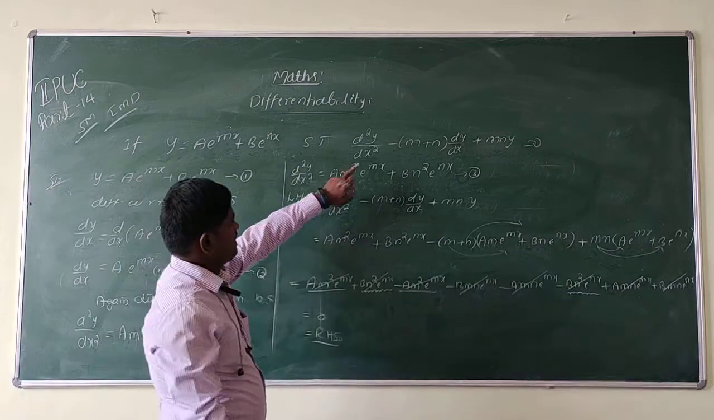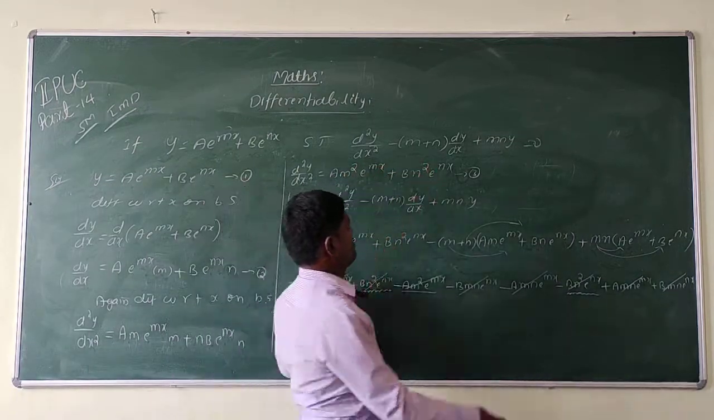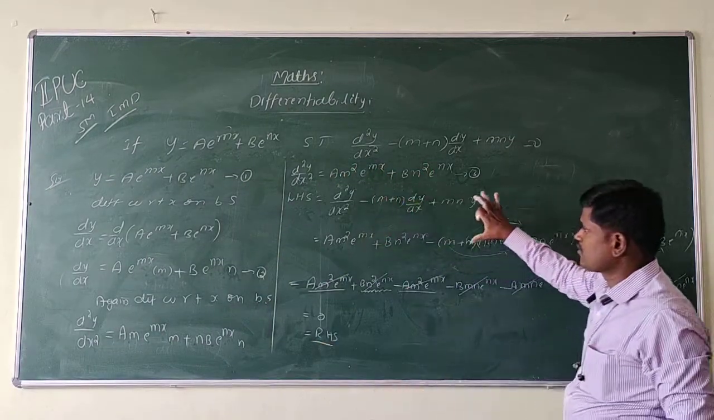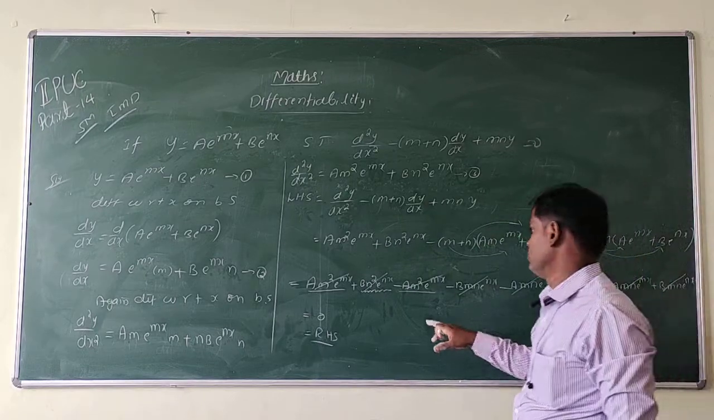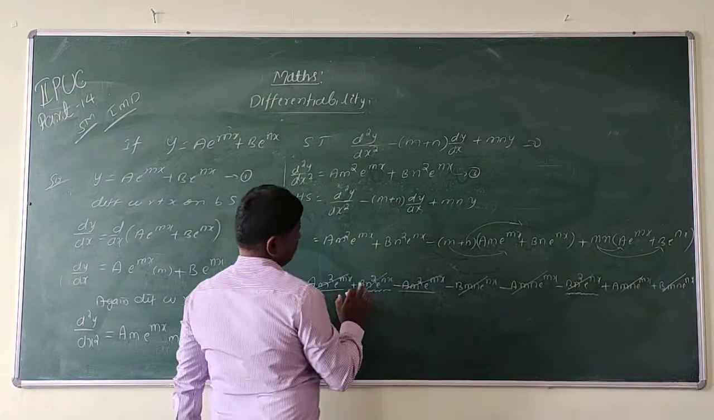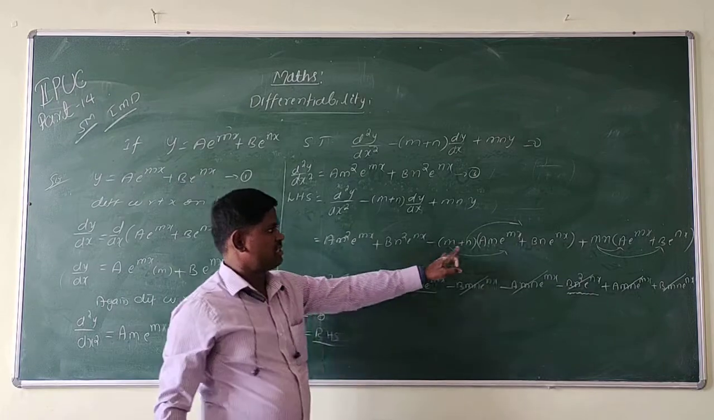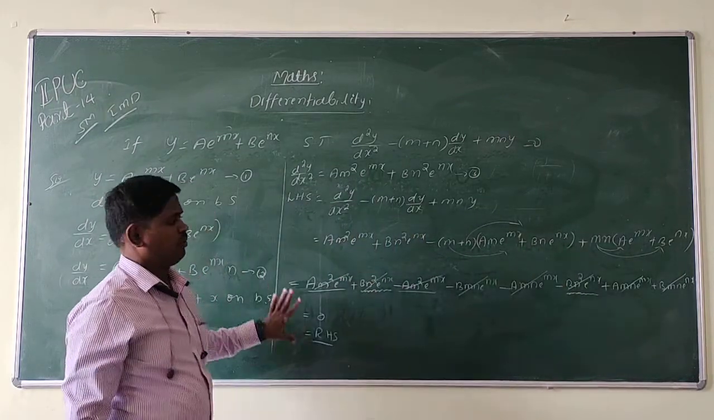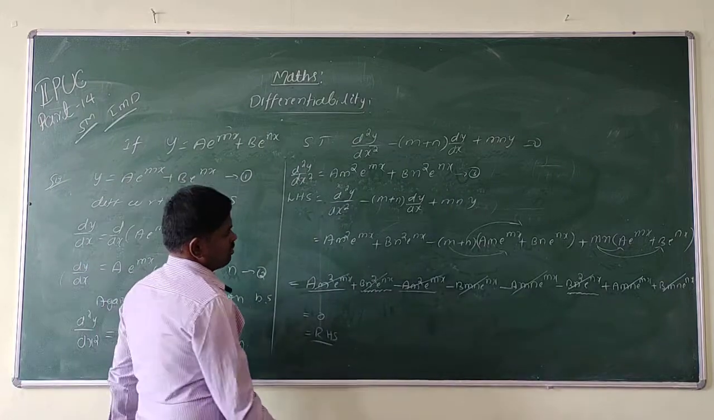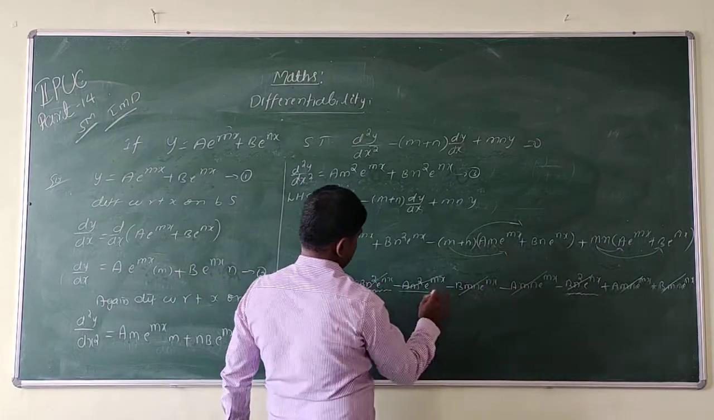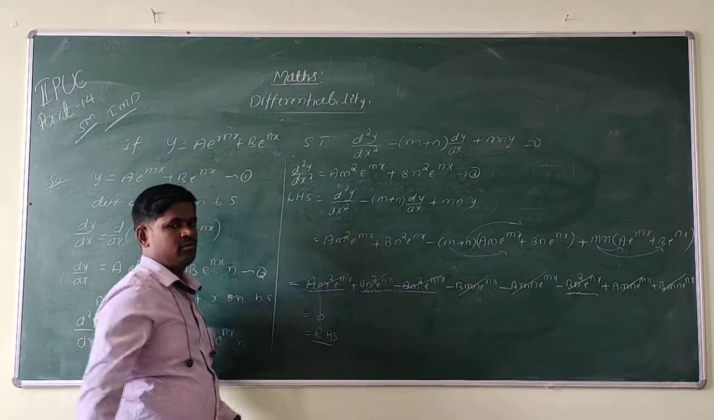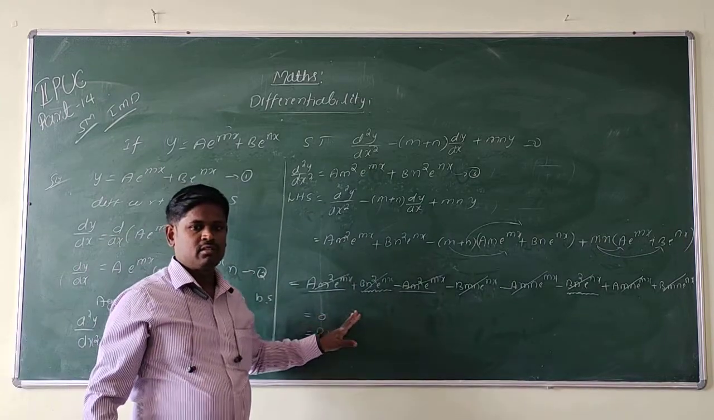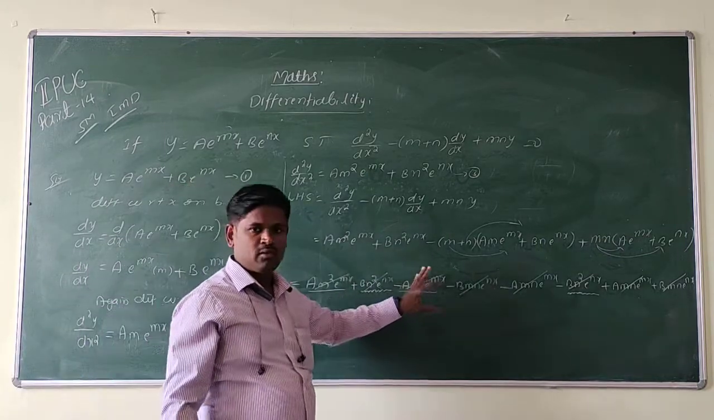Just find d square y over dx square, and d over dx of y is given; just substitute here and carefully simplify. Multiply these two terms inside and here also, then we get the full marks. Unless there is a small mistake here, we simply cancel and write 0. So it is not possible to get full marks.